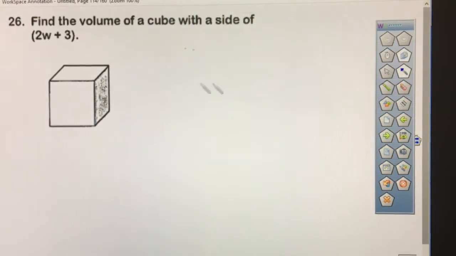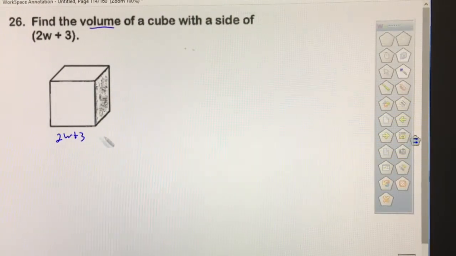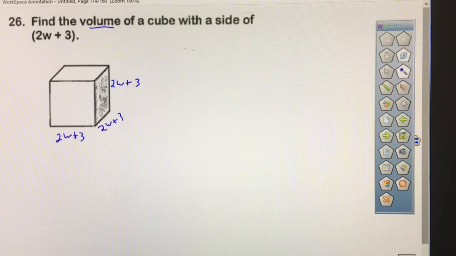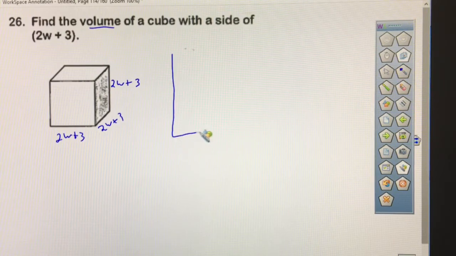The cube, find the volume. So the length is 2w plus 3. The width is 2w plus 3. And the height is 2w plus 3. So I'm going to set up a Punnett again. I hope you're not getting tired of me doing these Punnetts. I'm going to keep doing them. I just find them convenient.